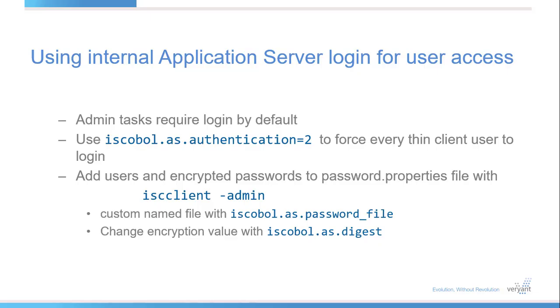If you use the application server and its end client, then you've probably logged into the administrative panel and you're familiar with that login screen. You can use this login ability for all of your users by setting AS authentication to 2. The username and password information is saved in a properties file with encrypted passwords. You can manage that password file in the administrative panel's Users View tab, which you can access with ISC Client-Admin.